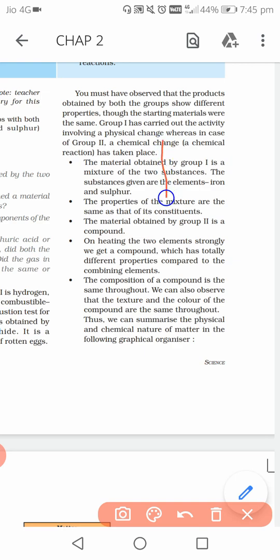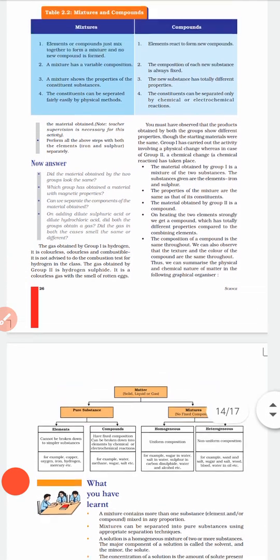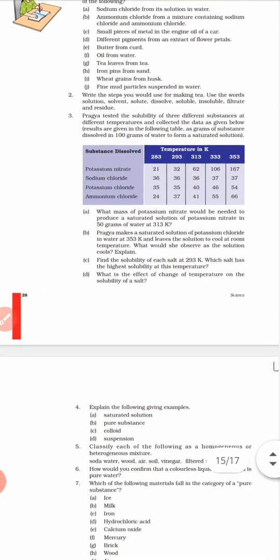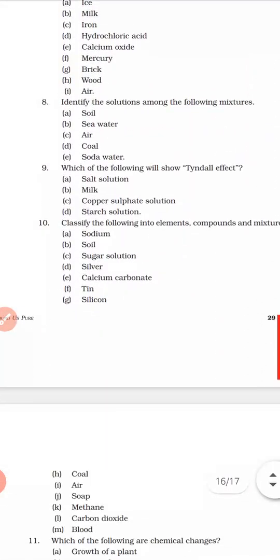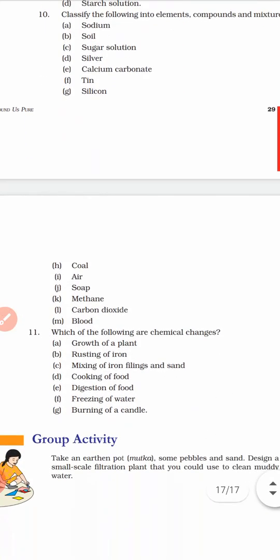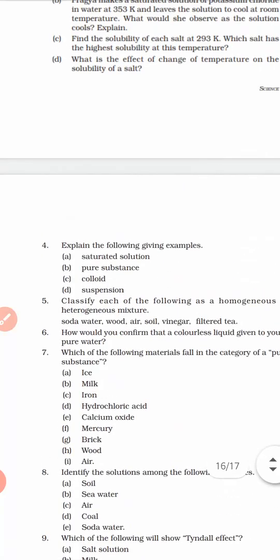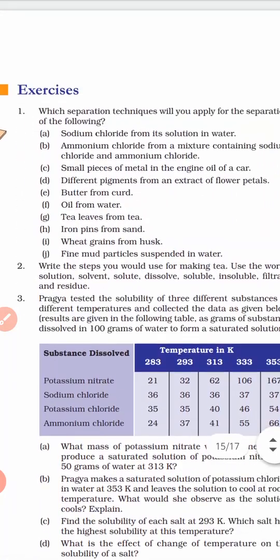So we have discussed almost all the topics from this chapter. Now we will proceed to the exercise. First of all, I'll tell you that question number 10 and question number 11 will be your homework. Try to solve them. In case you cannot, let me know and I'll help you.